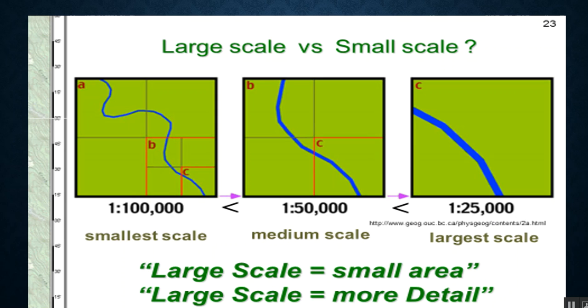The way that I see it is, you're almost zooming in and zooming out, but a smaller scale covers a large area but with a lot less detail, and the large scale covers less area or small area but with more detail. Hence, large scale equals small area and more detail. So you just kind of try to remember that the smaller scale is large area, less detail, larger scale, small area, it's more detail though.